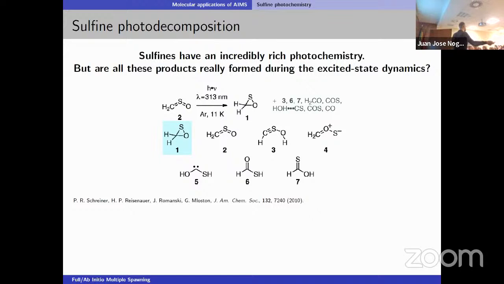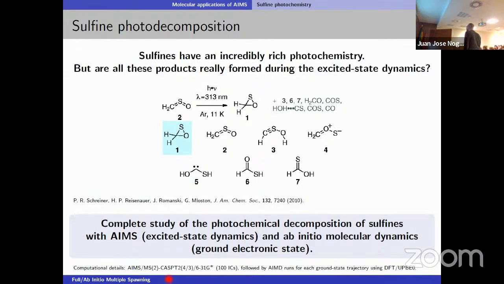So what we did is to do the ab initio multiple spawning with MS-CASPT2. The molecule is small, we can really go for it, right? That's quite a high level of electronic structure. And we looked at both the excited and the ground state dynamics. So what did we observe?